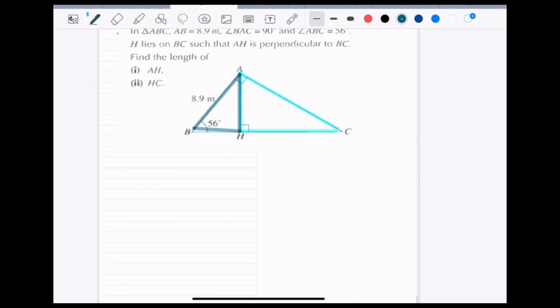So let's say it says that AH is perpendicular, which means making a 90 degree angle to BC, so you have to find AH. I need to find out the length of AH, and let's erase it for a moment and check this triangle. Now this triangle is a right angle triangle. Since we only know about right angle triangles so far, we look at them with only this perspective.